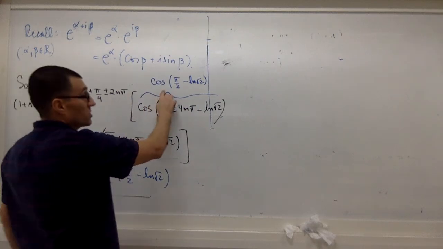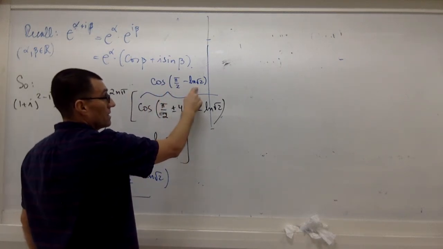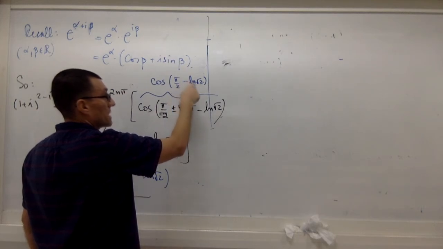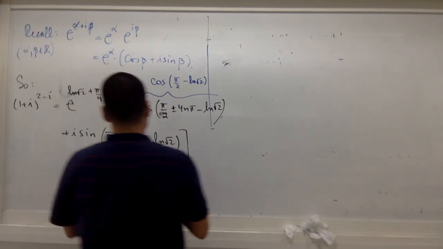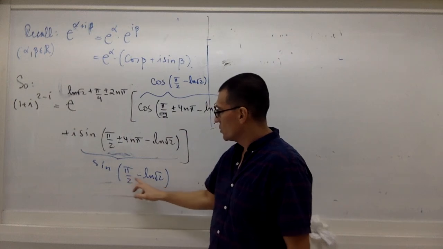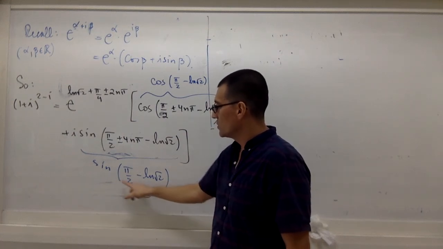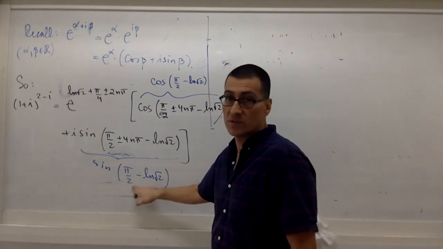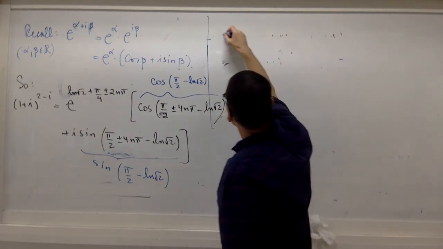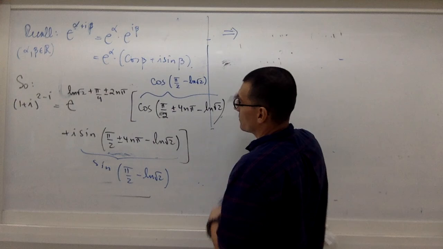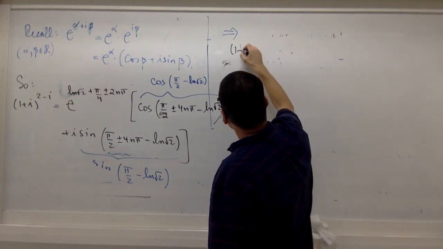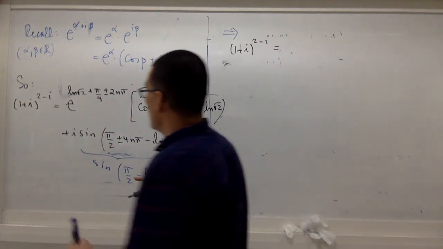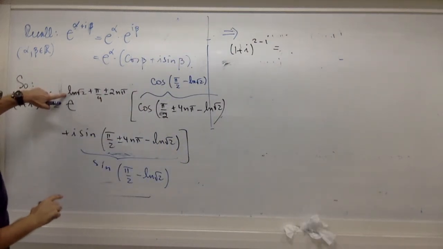Now, the cos of pi over 2 minus alpha, what is it? Well, the cos of this expression is the cos of pi over 2, cos of ln of 2, plus sine times sine. And likewise here, the sine of pi over 2 minus ln is the sine of pi over 2 times cos of this one, minus 0, because the cos of pi over 2 is 0. So you're going to get here, as the final remark, that 1 plus i to the power 2 minus i will be equal to. And there's one important thing to be noticed there.